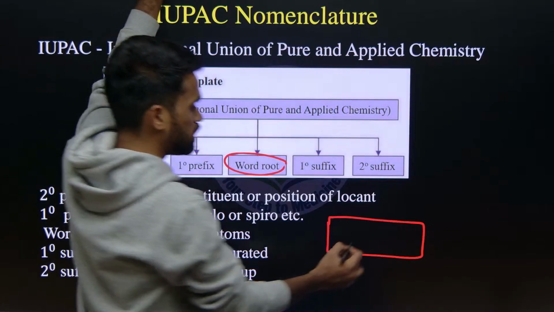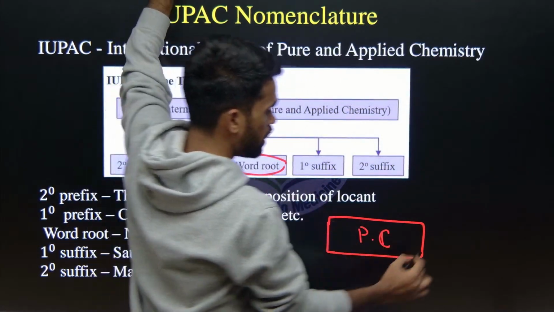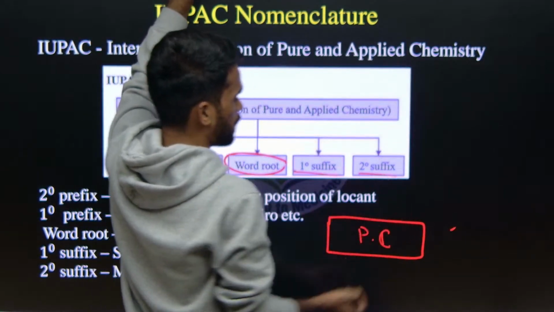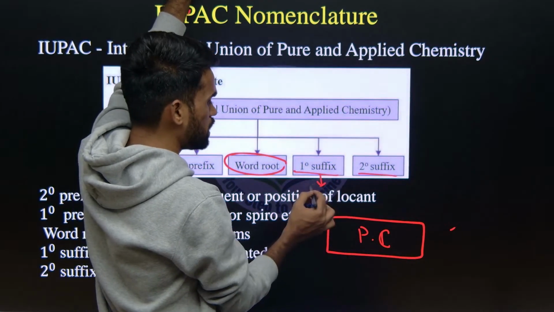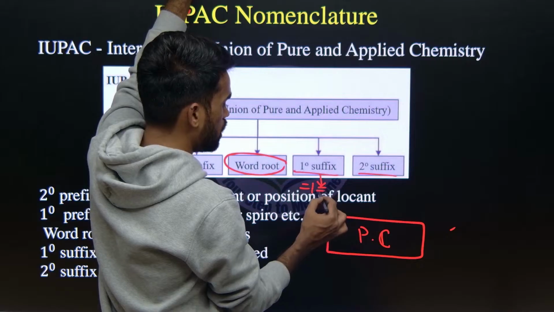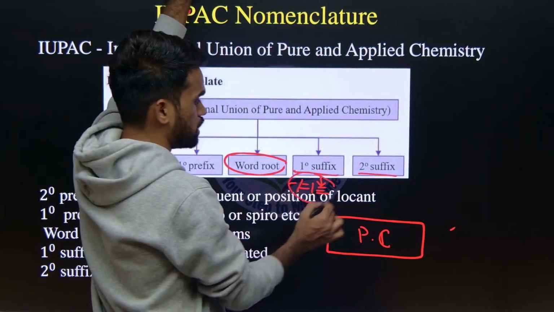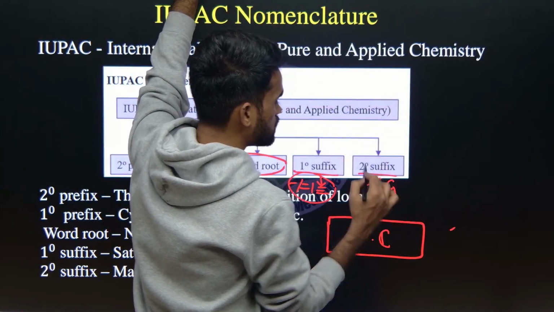After the parent chain is indicated by the word root, we write the suffix. Suffix is of two types, primary and secondary. Primary indicates a double bond or a triple bond, or whether it is a single bond, as in alkanes. And the secondary suffix indicates the principal functional group. What is that? The principal functional group.